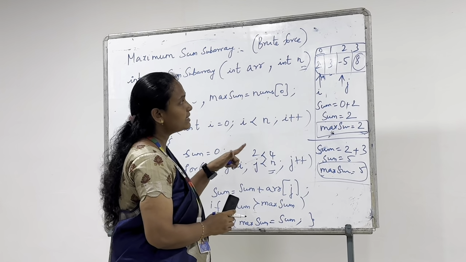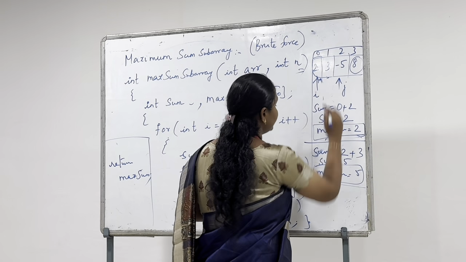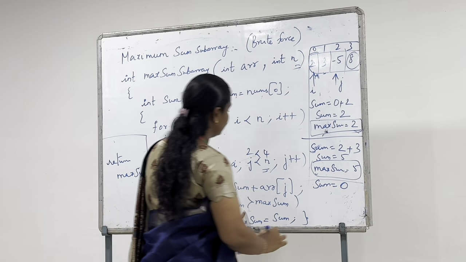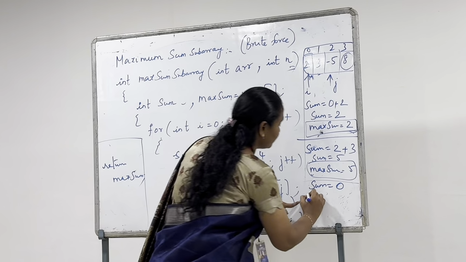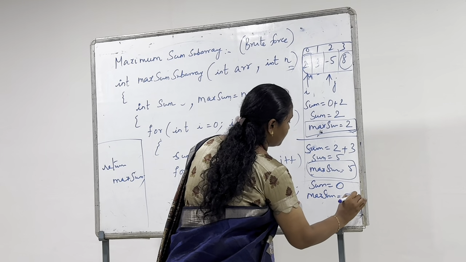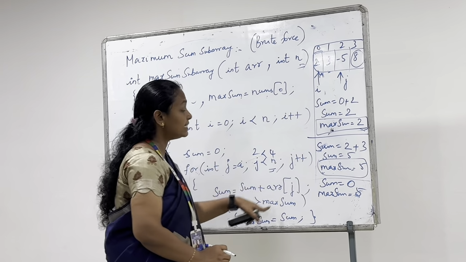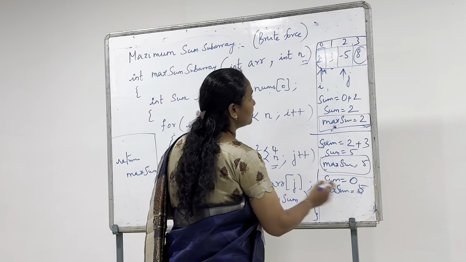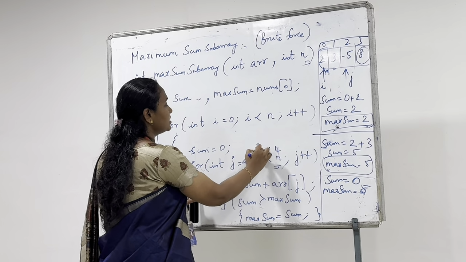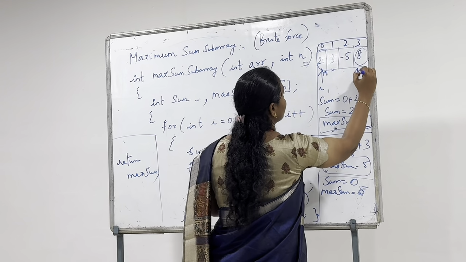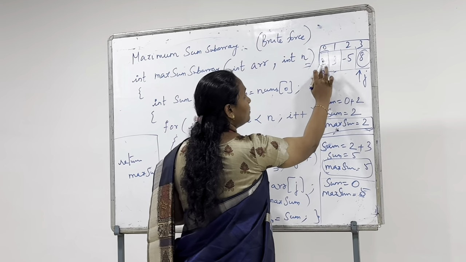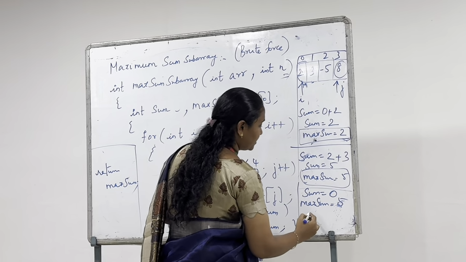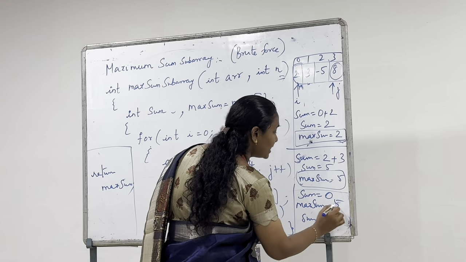Okay. So now compute the sum. The sum is the sum of all the elements. The sum is 5 minus 5, which is 0, but the maximum sum still remains the same, that is 5. Because sum is lesser than the maximum sum, this condition gets false, and the sum now is 0 and maximum sum still remains the same. Now j gets incremented, j is 3. So from 2 to 8, the total sum is 5 minus 5, 0, plus 8, 8. So the sum is 8 and the maximum sum is 5.